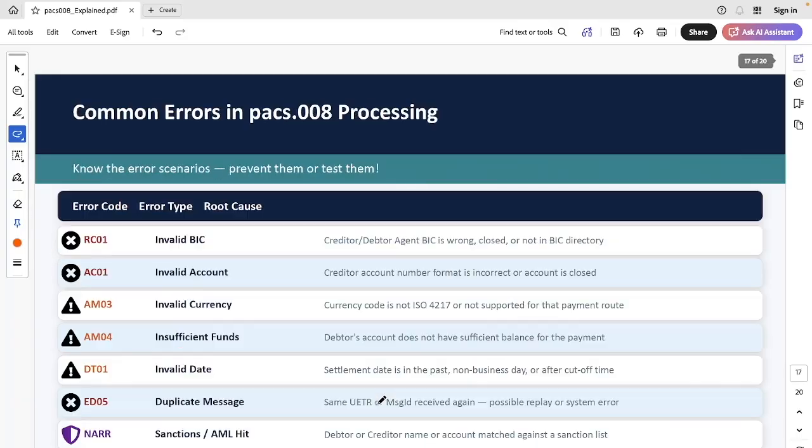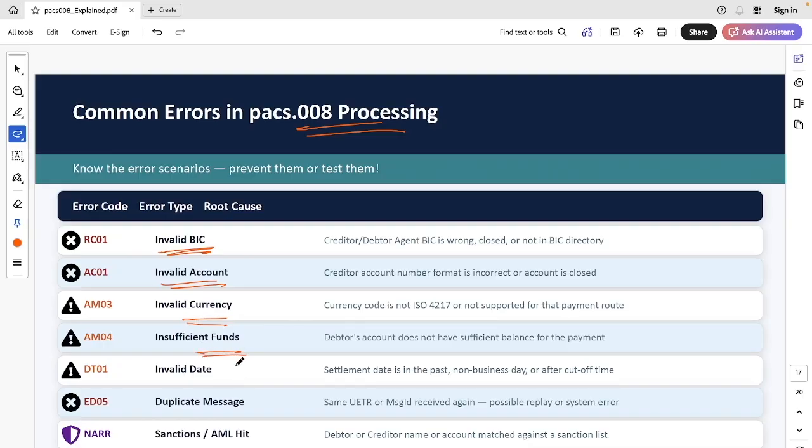Right now, let's discuss common error scenarios in pacs.008 processing. One common error is invalid BIC. If the debtor agent or creditor agent BIC is wrong or not recognized, the pacs.008 message can fail. Another common error is account issue. It could be due to a missing account, wrong format, closed account, or invalid IBAN. The currency can also be a factor behind the failure if the payment route does not support the currency.